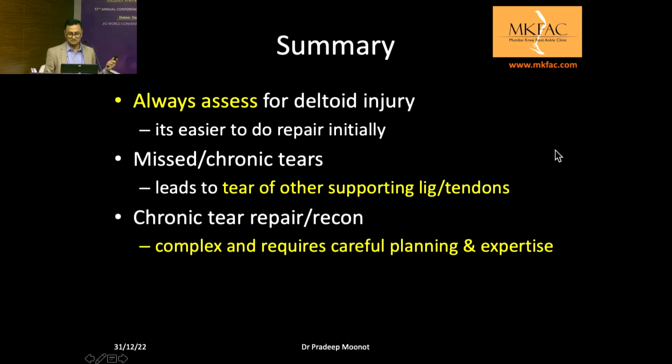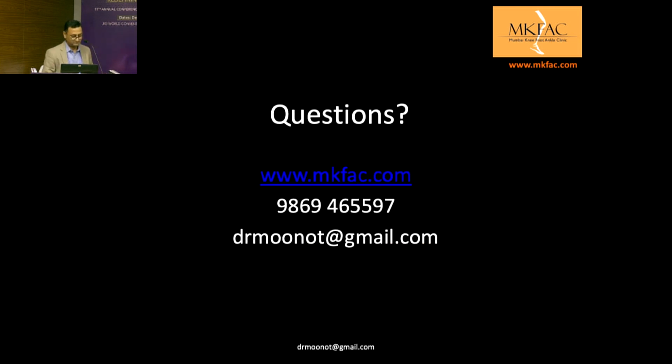She just came, said, I don't come to Surat, so I just want to come and see how things are. So in summary, always assess for deltoid injury. It is easier to do a repair, open it up, put an anchor and repair it, than to have missed or chronic tears, which leads to damage to the other ligaments, and especially the spring ligament, which is a very, very important ligament, as we saw in the case 1. And it becomes a very difficult situation to sort out these chronic deltoids, and need a hell lot of planning and expertise required. Thank you so much.